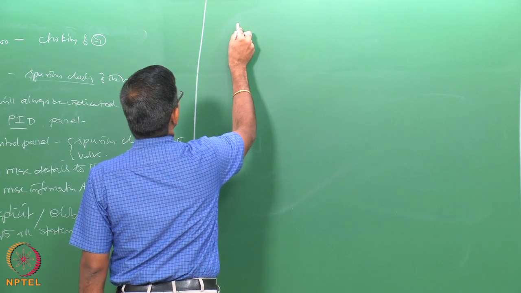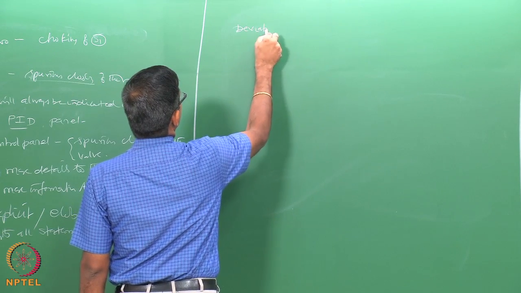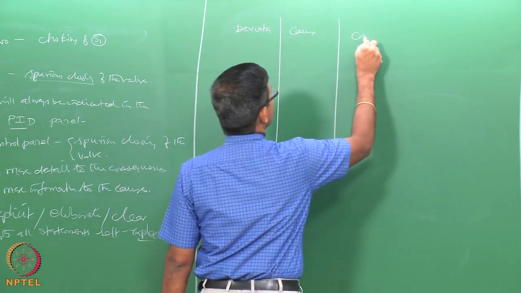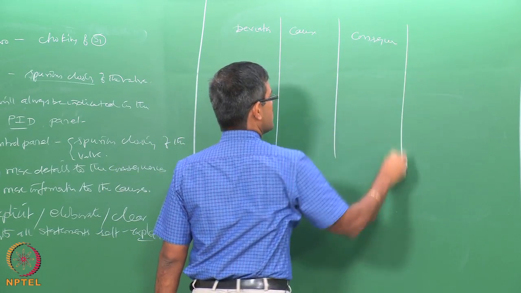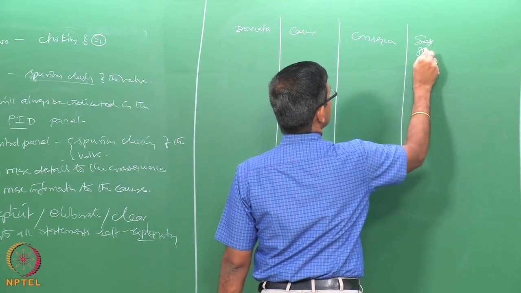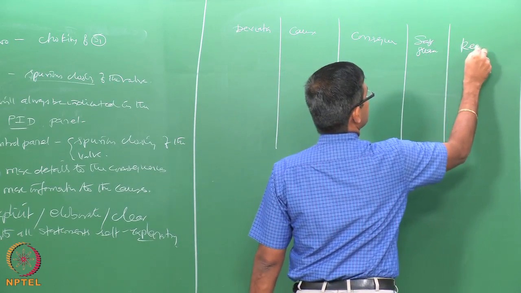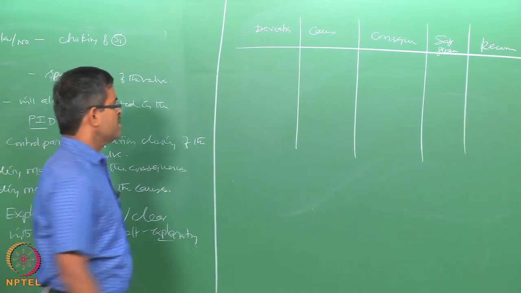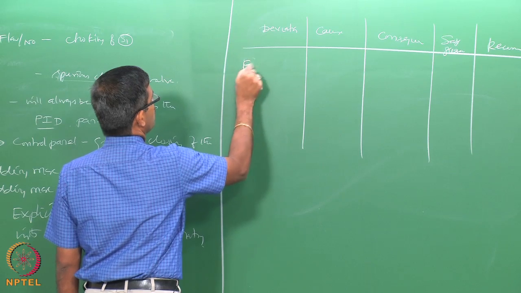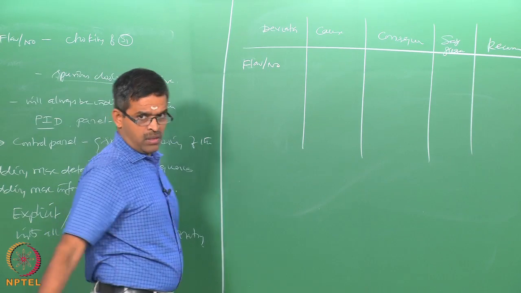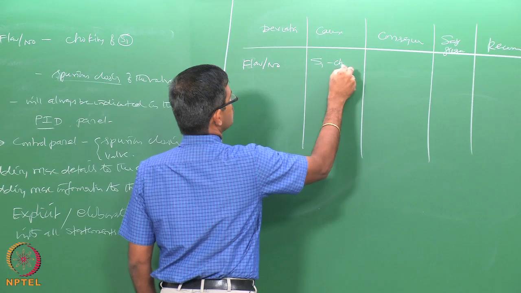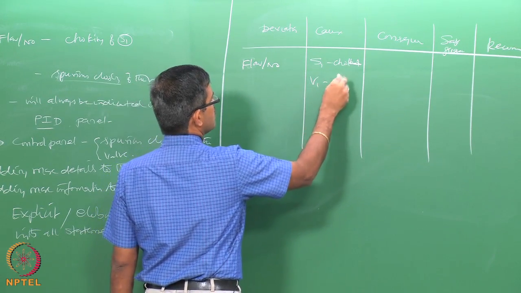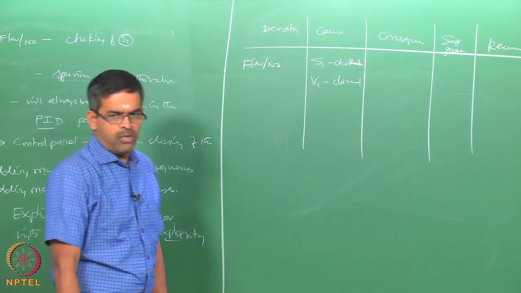Let us look into the format of the report. Let us say deviation, cause, consequence, safeguard, recommendations. The deviation is strainer S1, let us say flow no. The cause could be strainer S1 choked, valve V1 closed, spurious closing.